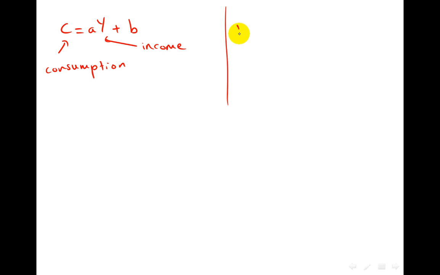C equals AY plus B. What does that mean? C stands for consumption, your consumption, and Y is your income. A is the slope for this graph, and B will be consumption when there is no income, because as you know, this type of graph is a linear graph and B is our y-intercept.